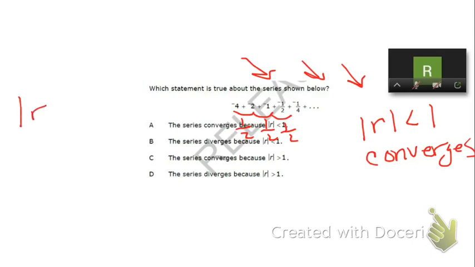If the absolute value of r is greater than 1, it diverges. I told you if it gets smaller, it converges. If it gets bigger, it diverges. Same thing, same idea here. So we know that since it's 1/2, it's going to converge. But why? And I just told you why.